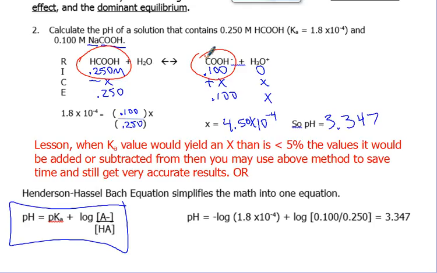This is 0.1. Plug in 0.1. This is 0.25. Plug in 0.25. This is pKa. This is the P of anything. You take the negative log of the thing to get the P of the thing. Right? What's a P Spencer? Negative log of Spencer. What's P cabin? Negative log cabin. Yes. So here is the pKa, the negative log of Ka, plus the log of this over this.